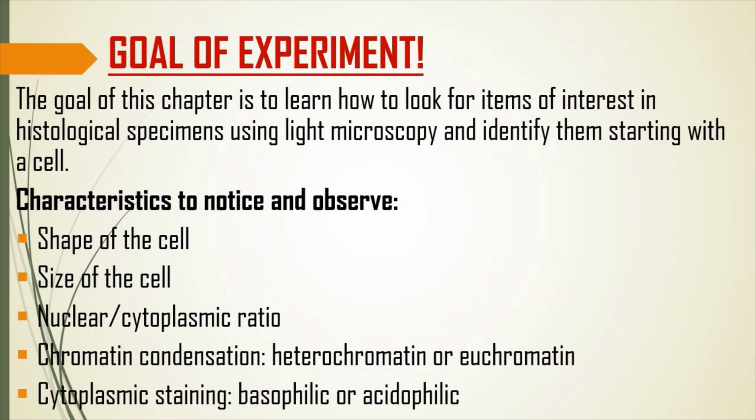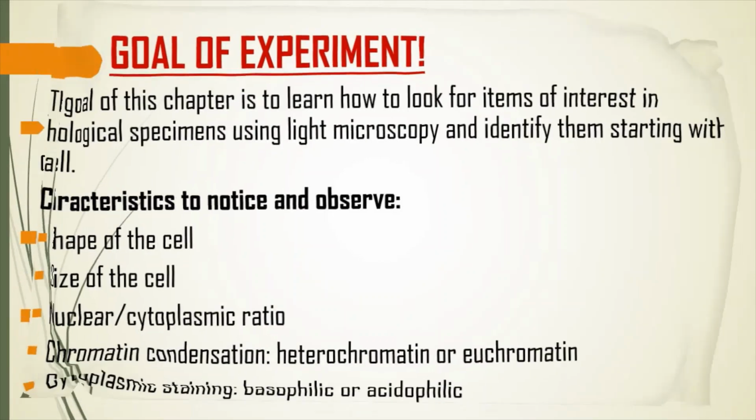Okay. So the characteristics that we're going to notice in this lab and to observe: number one, we're going to observe the shape of the cell. Secondly, the size of the cell, the nuclear and the cytoplasmic ratio, the size of the nucleus in relation to the size of the cytoplasm. Fourth, the chromatin condensation. So we're going to look at heterochromatin and euchromatin. And we're going to look at cytoplasmic staining, whether it is basophilic, which is blue or purple, or acidophilic, if it is staining red or pink.